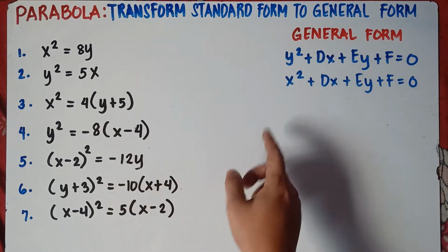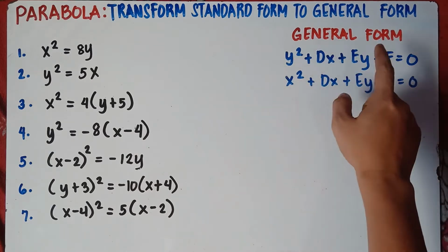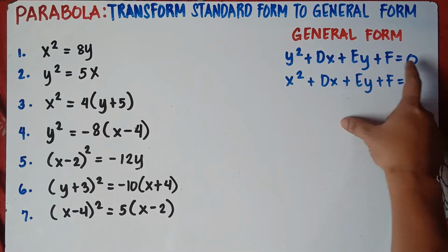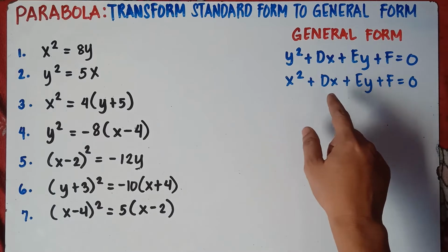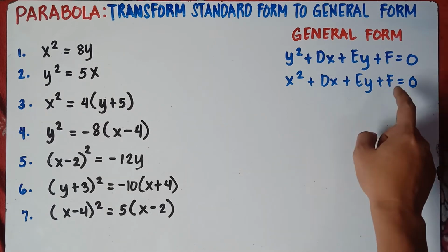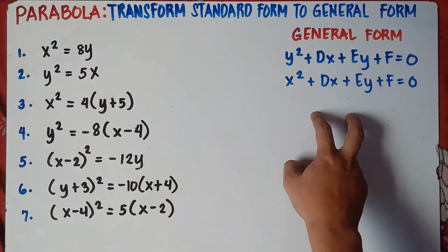Once again class, if you are given y squared, this will be your equation: y squared plus dx plus ey plus f equals 0. Now, if you are given x squared, this will be your equation: x squared plus dx plus ey plus f equals 0. So, we transform the standard form into general form.